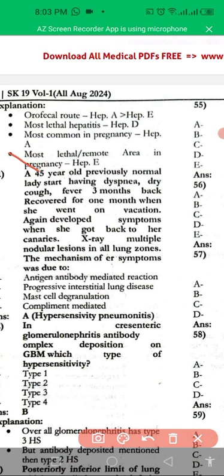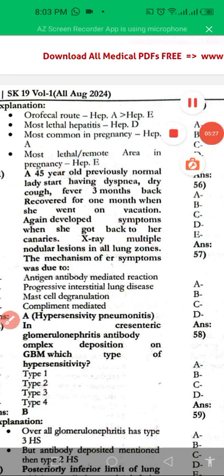The next question is a 45-year-old patient having dyspnea, difficulty in breathing, dry cough, and fever for 3 months, recovered for 1 month. When she went back to her canaries, symptoms developed again. X-ray shows multiple nodular lesions in the lung. Which mechanism is this? This is an antigen antibody mediated reaction, hypersensitivity pneumonitis. This condition is hypersensitivity pneumonitis.